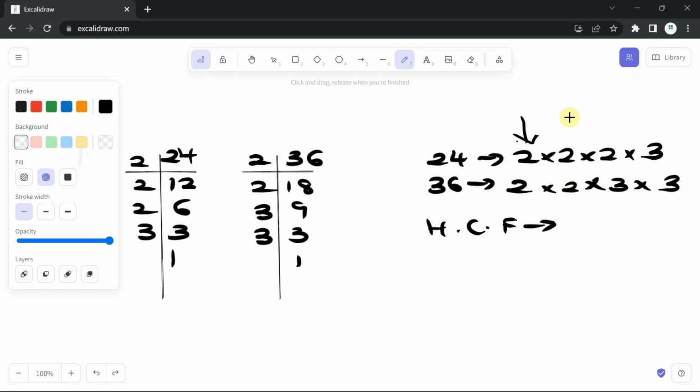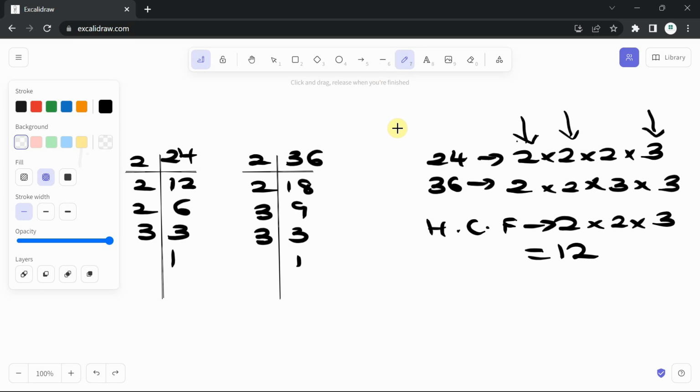This 2 also has this 2, so I will join this 2. This one has a 2, but there's no other 2 here, so the other 2 is not common to both of them. So what else is common? There's a 3 here, but there's no 3 here, but there's a 3 and 3 here, so this 3 is common. So I'll put it here. So what is the HCF between these two? I'll take one 2, one 2, and one 3. That would be 2 times 2 times 3. 2 times 2 is 4, 4 times 3 is 12. So this is a good way to find the HCF.